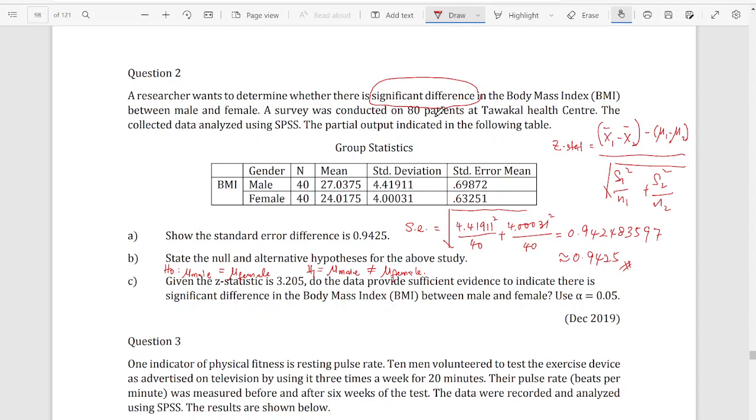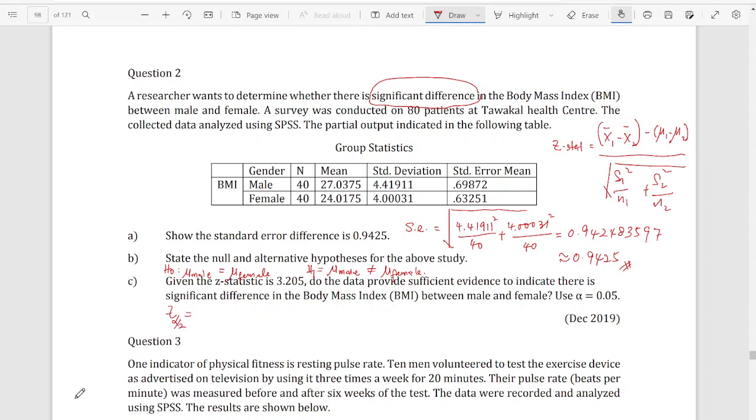Okay. And then given the Z statistic 3.205, do the data provide sufficient evidence to indicate there is significant difference in the body mass index between male and female? Use alpha equal to 0.05. Okay. So in this case, kita dah ada nilai Z statistik. So kita kena cari nilai Z alpha. So yang ni adalah Z alpha over 2.